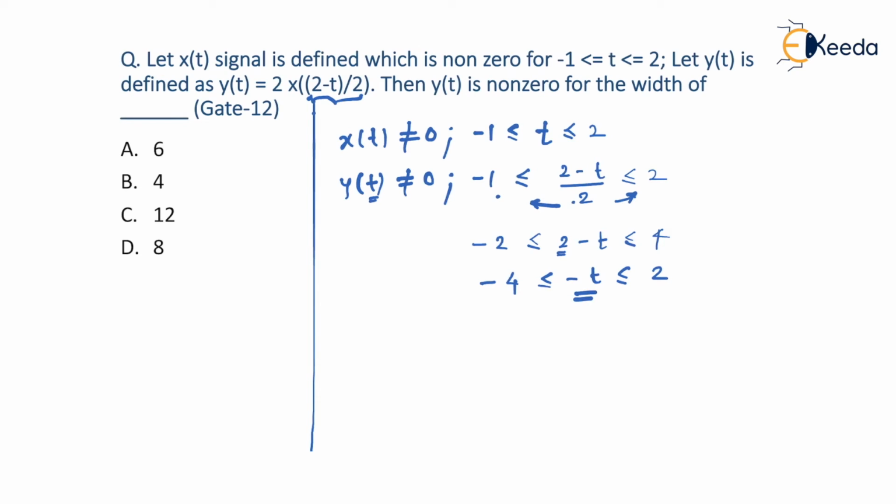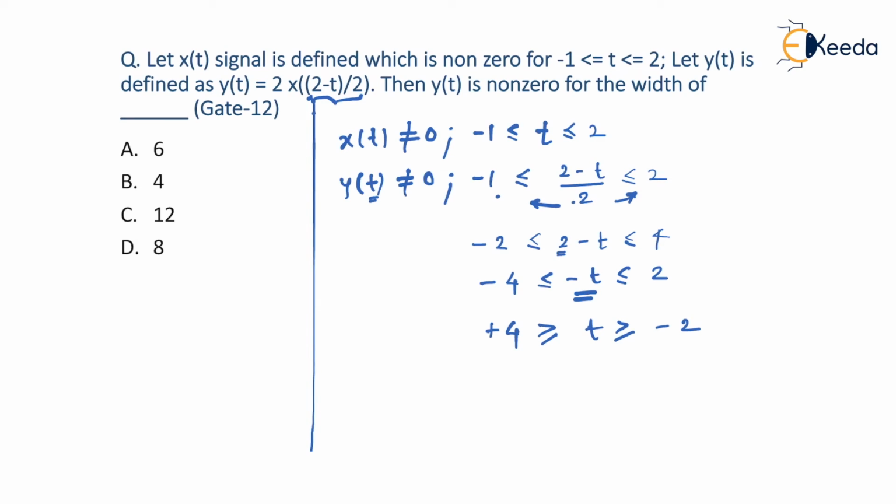Now, writing minus t is not at all a good idea. So what we do, we multiply the whole thing with -1. So this becomes plus 4. This middle one becomes positive t and this upper limit becomes -2. We know that by the inequality theorem, whenever we multiply by -1 on both sides, the sign flips. I mean, lesser than becomes greater than. So it becomes greater than or equal to like this.